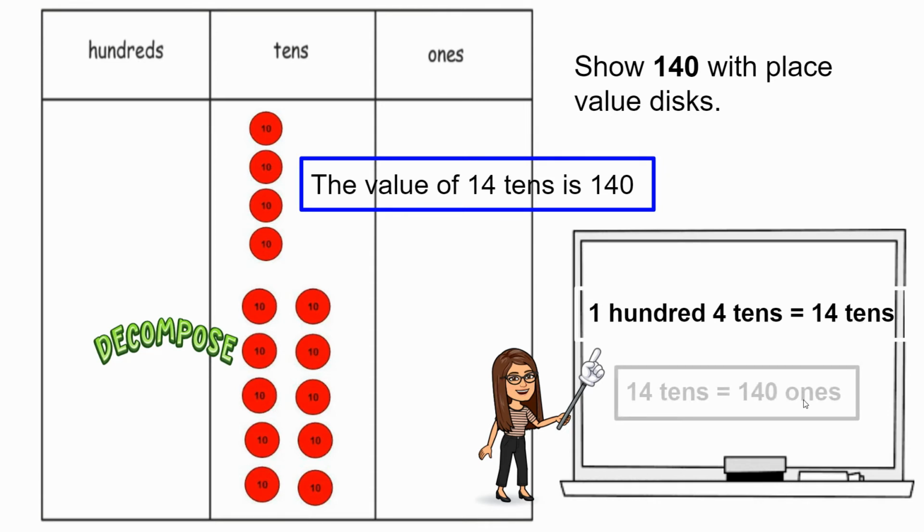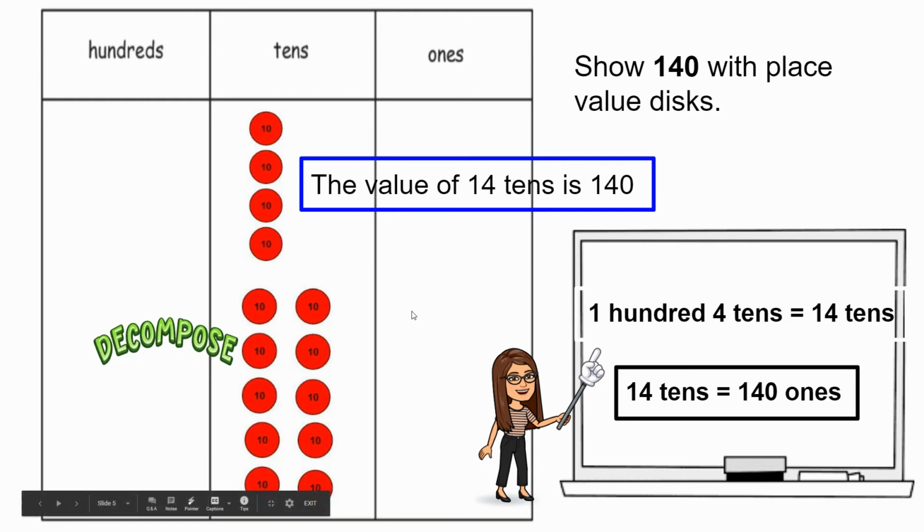So how about this statement? Would this statement be true? Would 14 tens equal 140 ones? If you said yes, you are correct. If we were to break down each of those groups of 10, we would have 140 ones because each group of 10 is worth 10 ones.